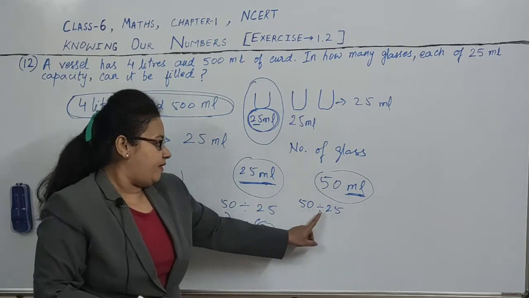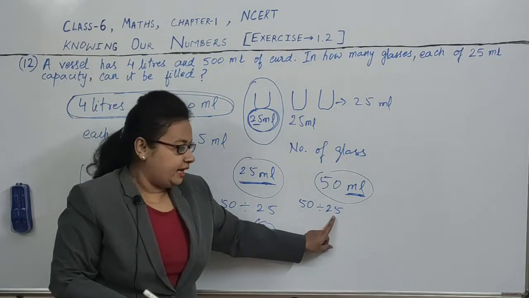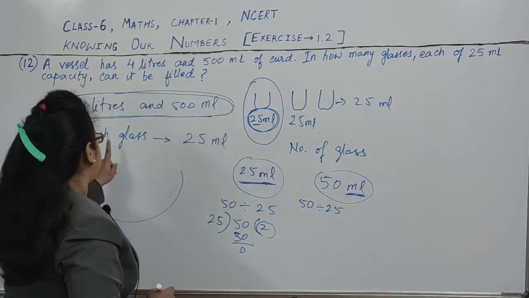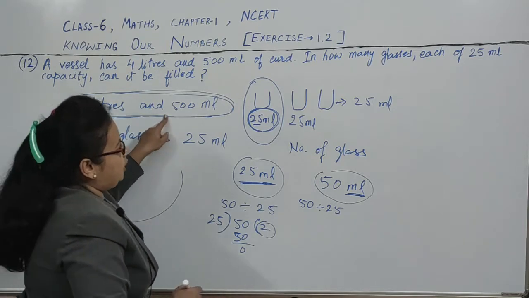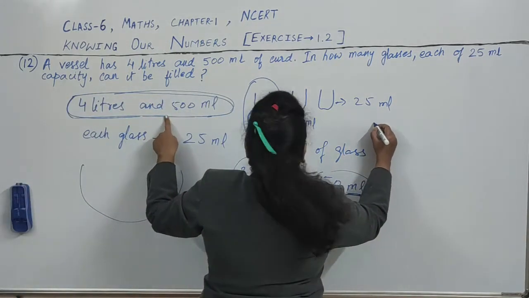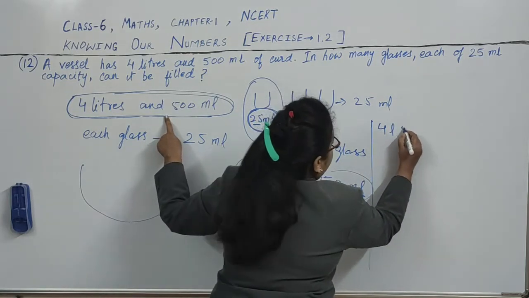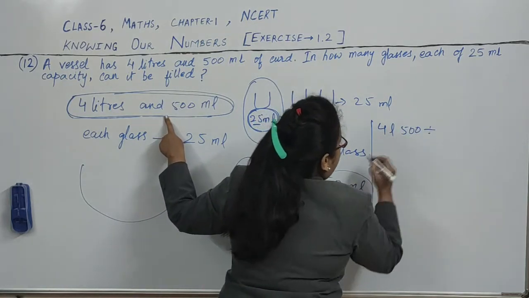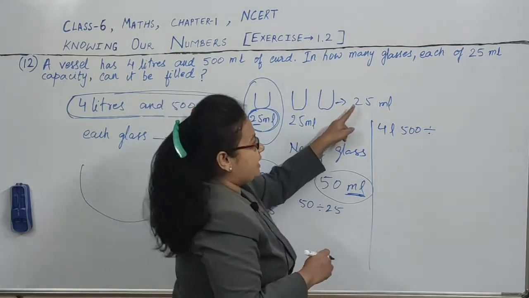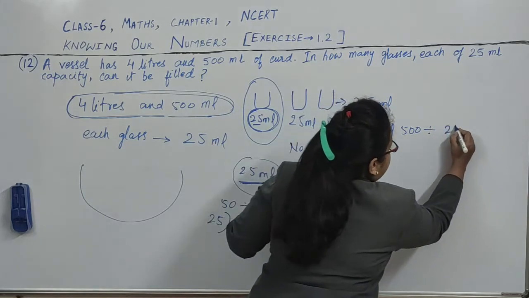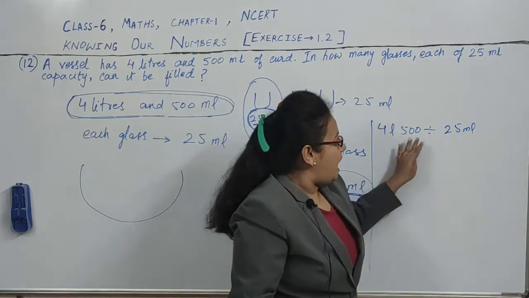So what did we do? We divided the total by the amount that can be contained in 1 glass. So in this question we will also do the same thing. See, total is how much? 4 liters and 500 ml will be divided by the amount of curd that can be filled in 1 glass, which is 25 ml. Okay. But how can we divide?